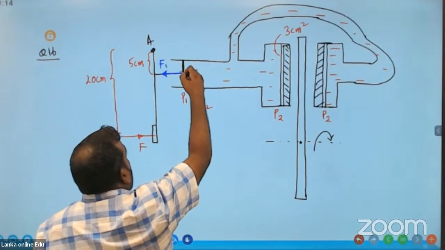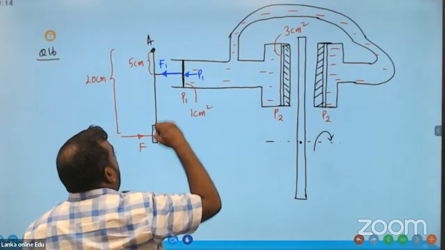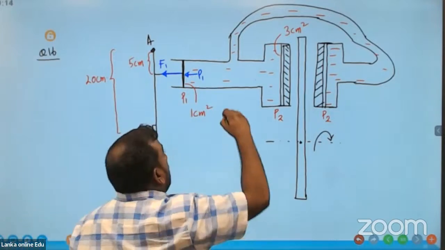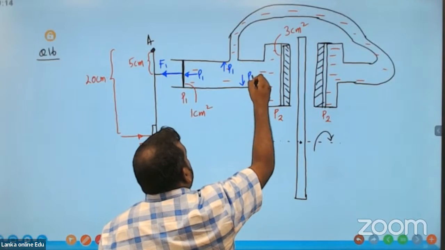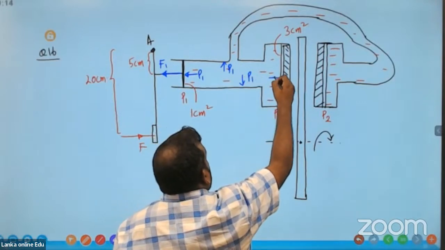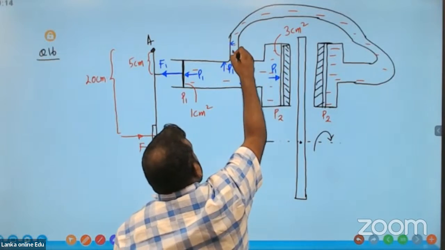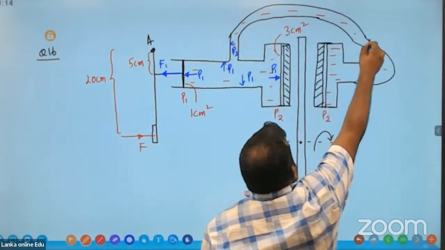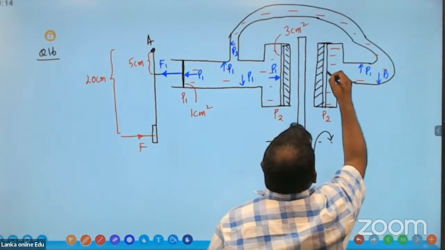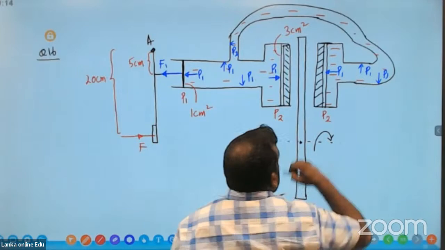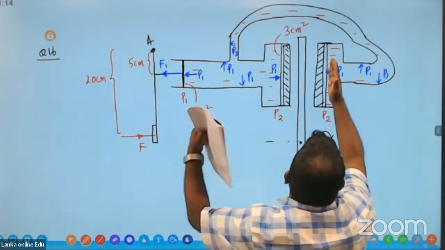Force divided by area is pressure. Pressure in hydraulics will obey Pascal's principle. Pressure is equally transmitted everywhere in a fully enclosed fluid. Even here you have pressure P. Pressure multiplied by area will give you a force.